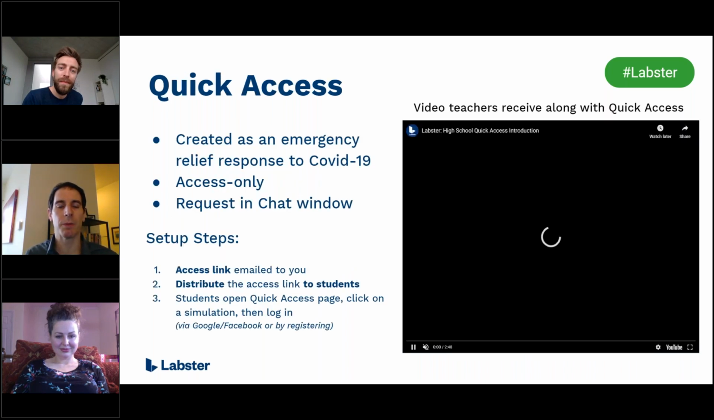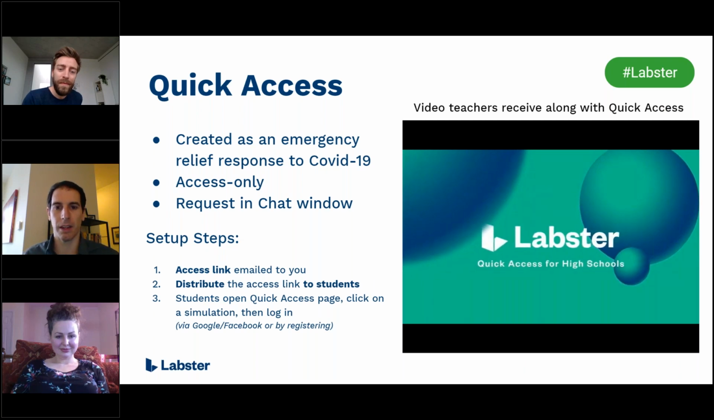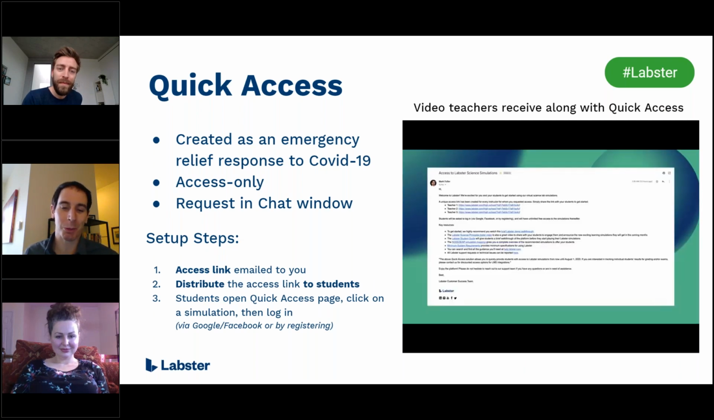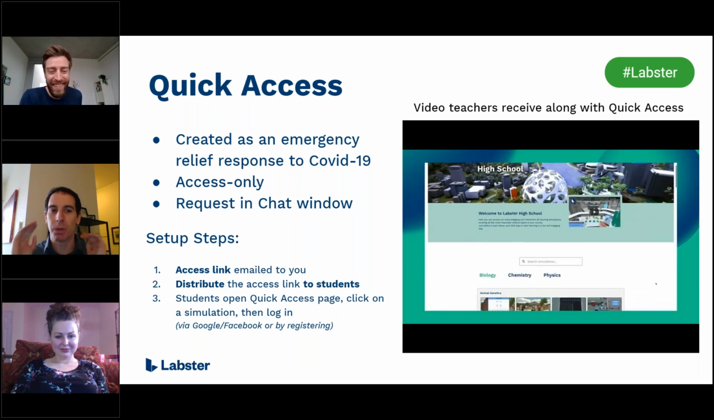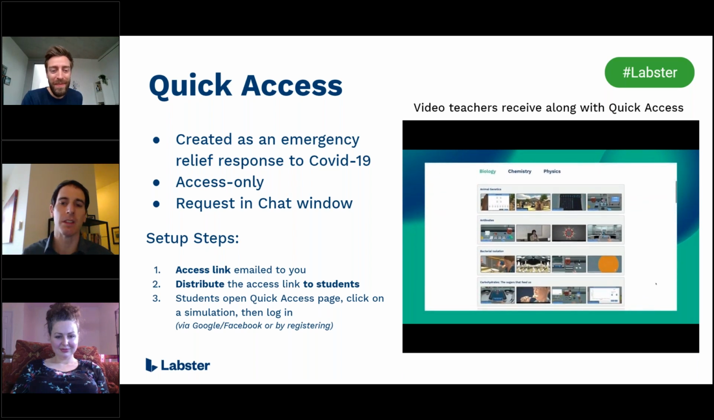Michael, you already mentioned this before, but we have a quick access setup model that I think Michael probably put together working 72 hours straight over a weekend. It's like March, if my memory serves. But essentially, it's designed to, with just a couple of clicks, get your students accessing Labster to make everything easier.